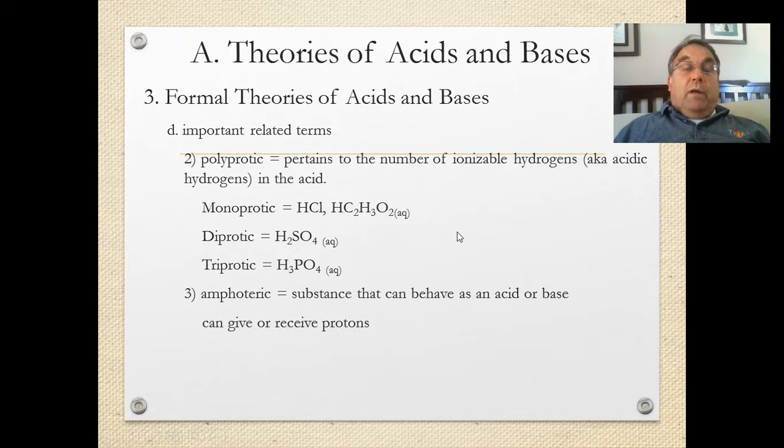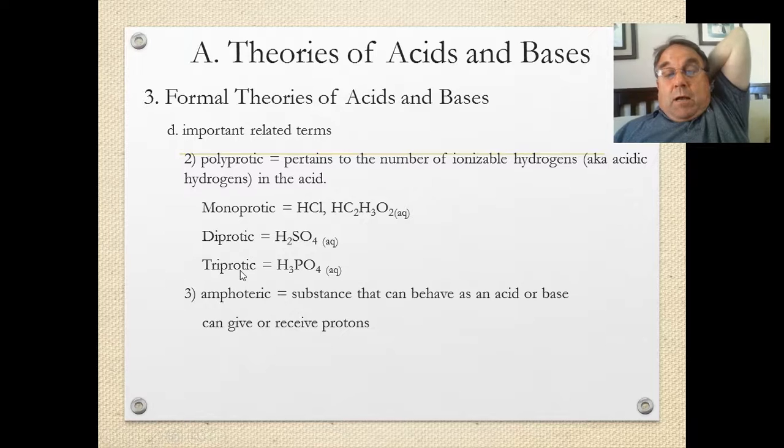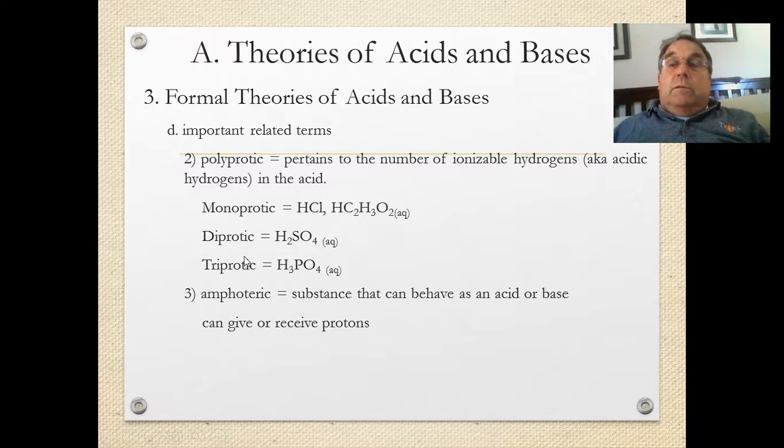Okay. Polyprotic deals with the number of ionizable hydrogens, also called acidic hydrogen. So a monoprotic, mono means one, so it has a single ionizable hydrogen. Diprotic means two, so H2SO4 would have two ionizable hydrogens, and triprotic, tri means three, so phosphoric acid has three ionizable hydrogens. Amphoteric refers to a substance that can either be an acid or a base. Water is the classic amphoteric substance. It can donate protons, but it can also accept protons.